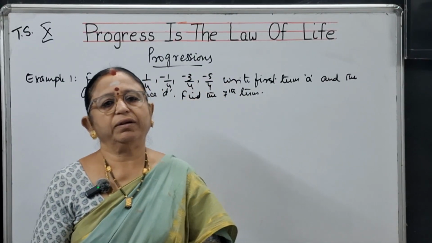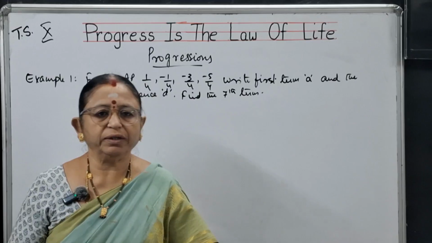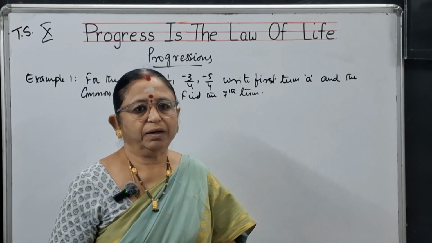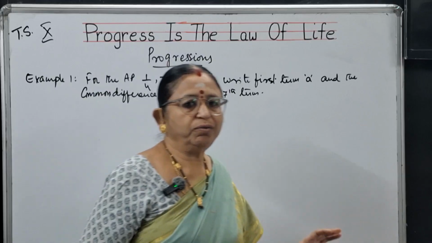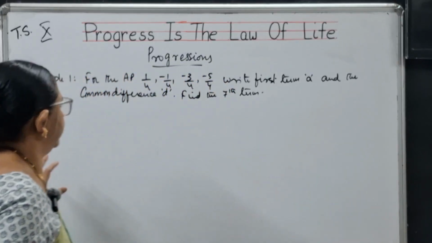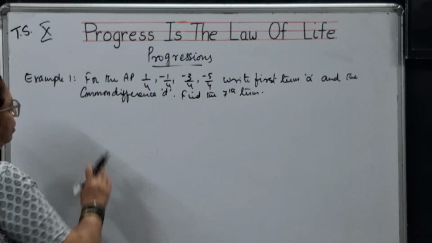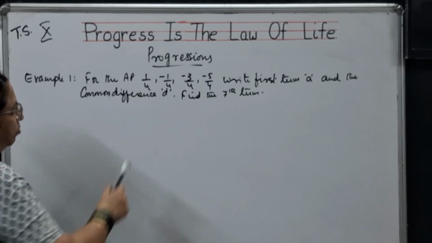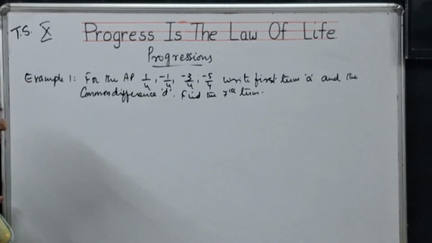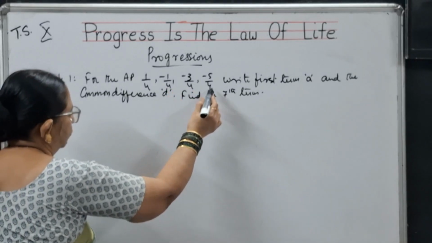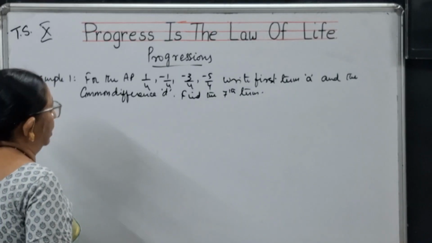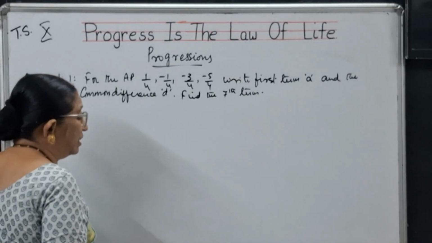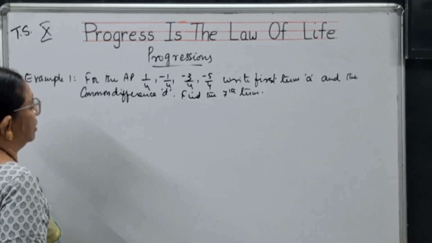Now I am dealing with the 10th class maths progressions. I have done some introduction in the previous videos. So now we are going to do example 1. What is this example 1? For the AP 1 by 4, minus 1 by 4, minus 3 by 4, and minus 5 by 4, write the first term A and the common difference D and find the seventh term.